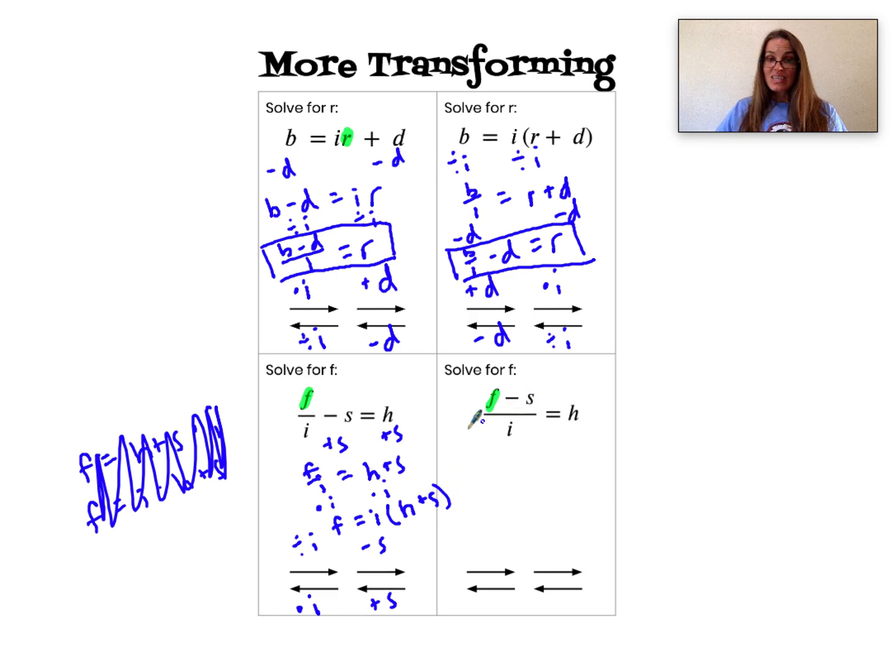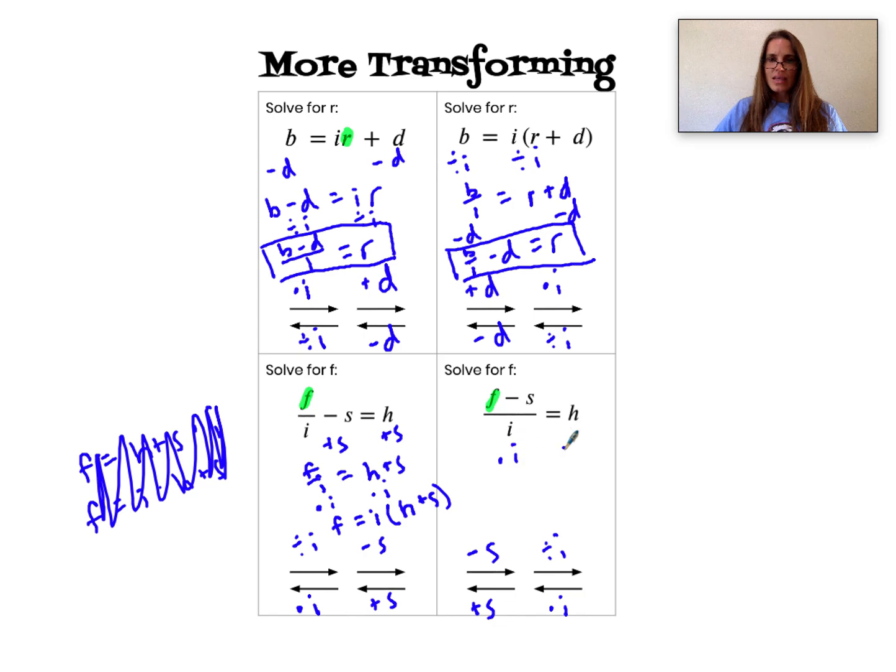Last equation, same operations are happening. I'm subtracting s and dividing by I, but I'm doing so in a different order. First I subtract s, and then I divide by I. That means my first inverse operation is to multiply by I, and then I add s.